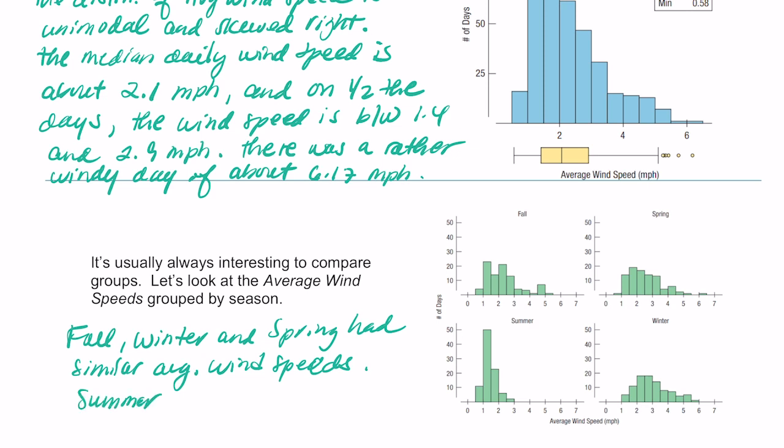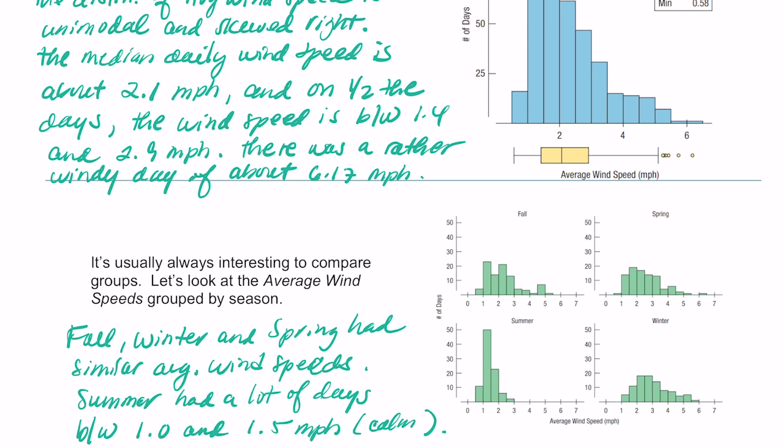Summer had a lot of days between 1 and 1.5 miles per hour. Okay, again, that's calm. The windiest day was in the spring. Okay, and it showed that the average wind speed was a little over 6 miles per hour.